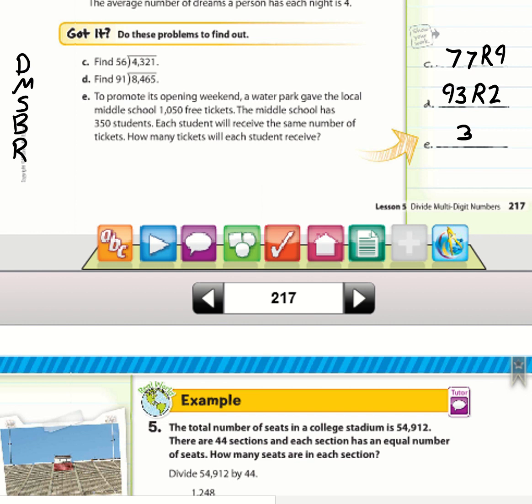So if they each get an equal amount, we're going to take 1,050 divided by 350. And after doing so, 350 cannot go into 1, it cannot go into 10, cannot go into 105, but it can go into 1,050 3 times. Then we're going to multiply, subtract. We can no longer bring down, so we go to our remainder, and we have remainder 0, so we don't have to add anything. So it's going to be 3 tickets.